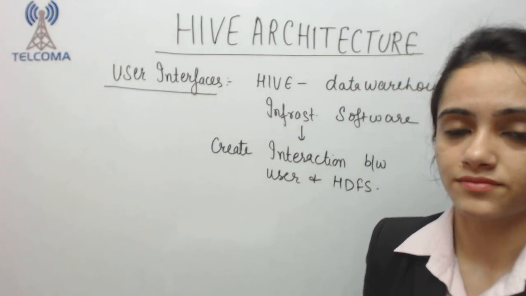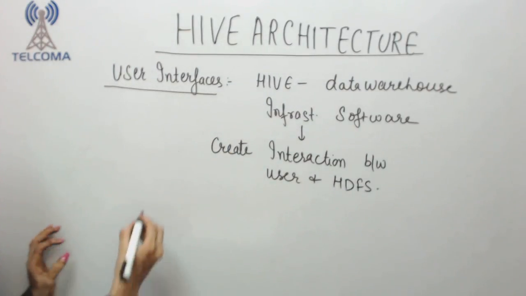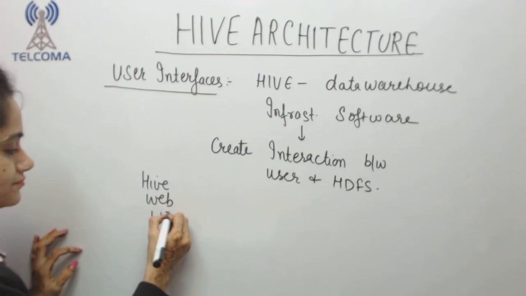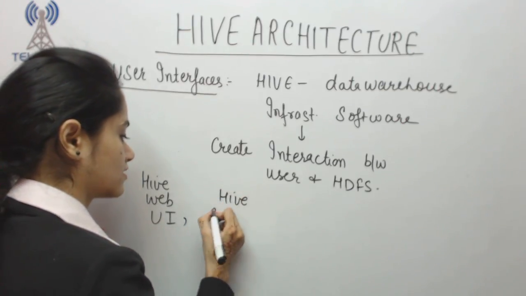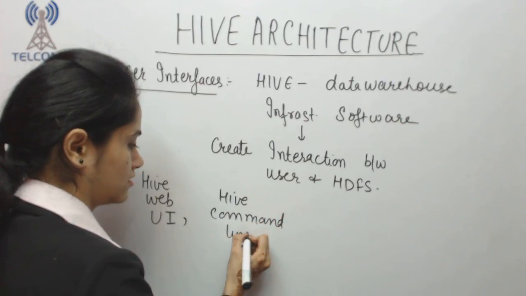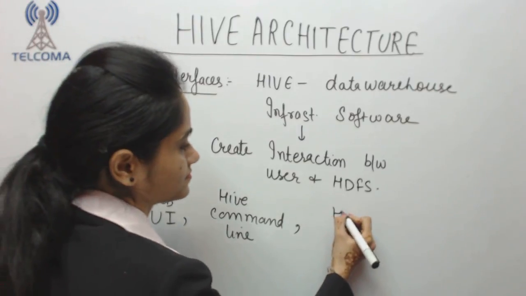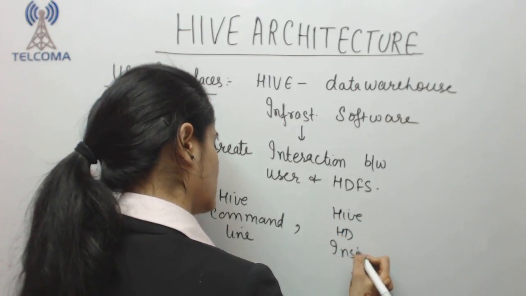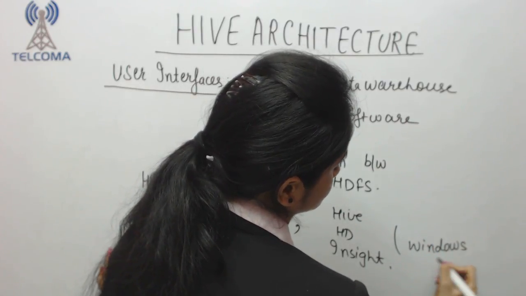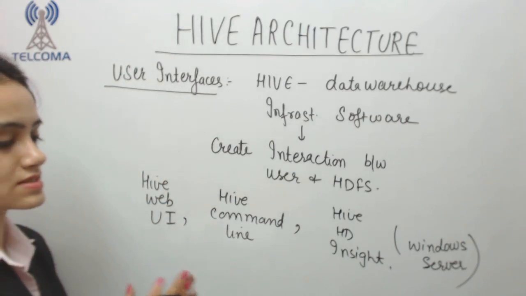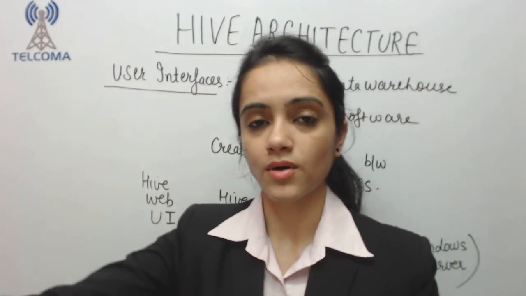So the user interfaces that we have drawn over here, that means the user interfaces that HIVE supports, are HIVE web user interface. It can support HIVE command line, and also it can support HIVE HD Insight. This HIVE HD Insight is in Windows Server. So these are the user interfaces, that means software interfaces that allow us to create interaction between the file system and us. So this is about user interfaces.